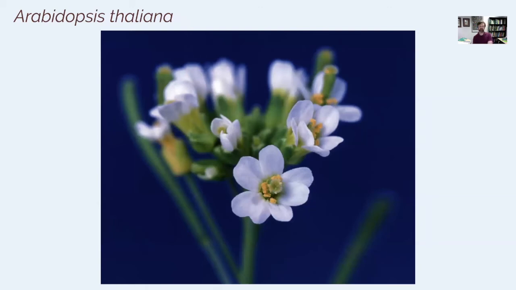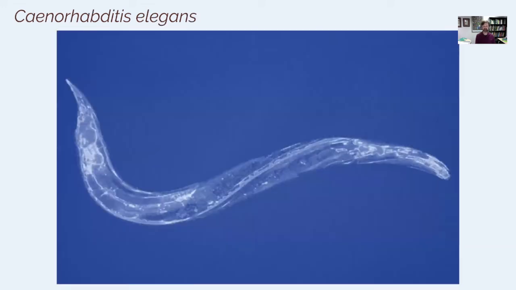A little side route here into plants. This is the model plant organism called Arabidopsis thaliana, commonly known as Arabidopsis. And scientists have studied the molecular processes that make flowers grow or determine where a leaf should be and so on. In this plant here, we're not going to work with this one this semester, but maybe someday.